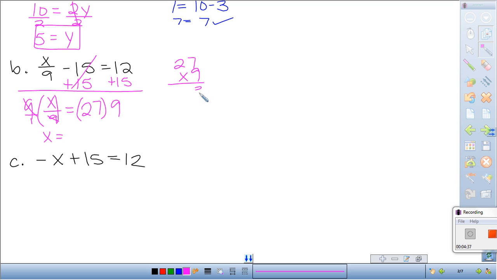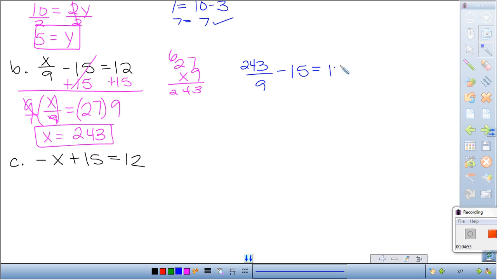9 times 7 is 63. Carry your 6. 9 times 2 is 18, plus 6 is 24. So 243. And you can again check it, of course, by plugging 243 in for x. So I have 243 divided by 9 minus 15 equals 12. Then you can follow PEMDAS since we're not solving for a variable.